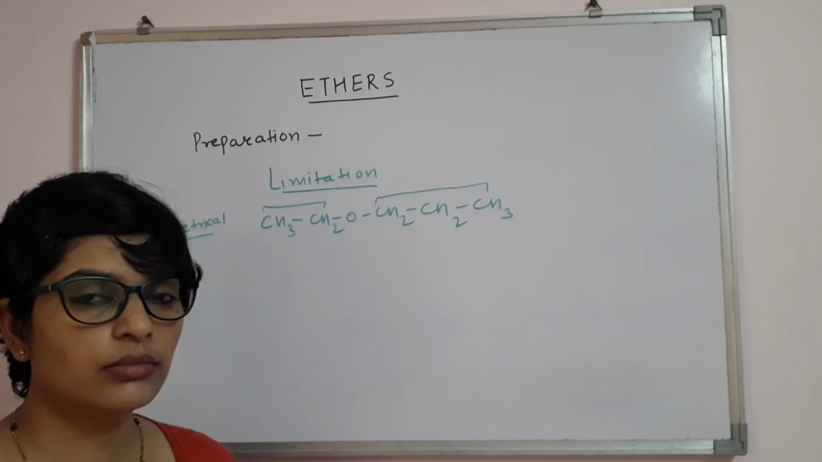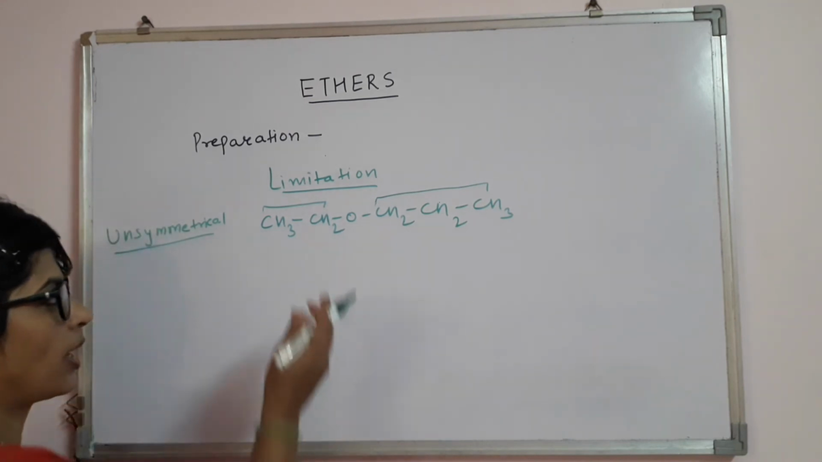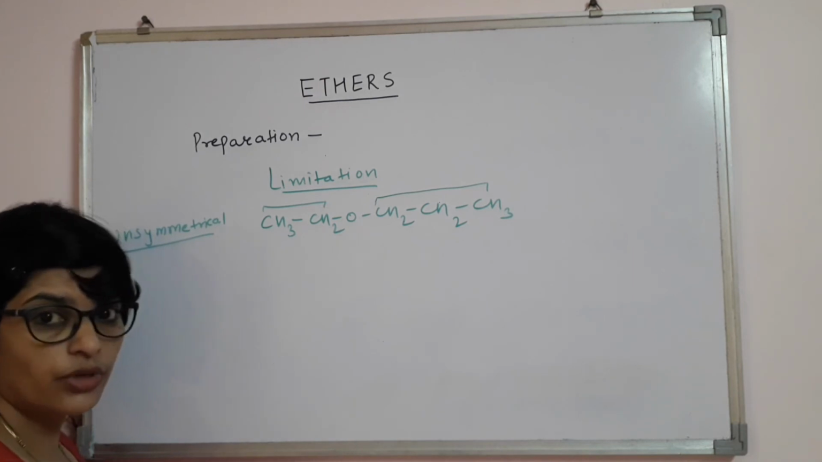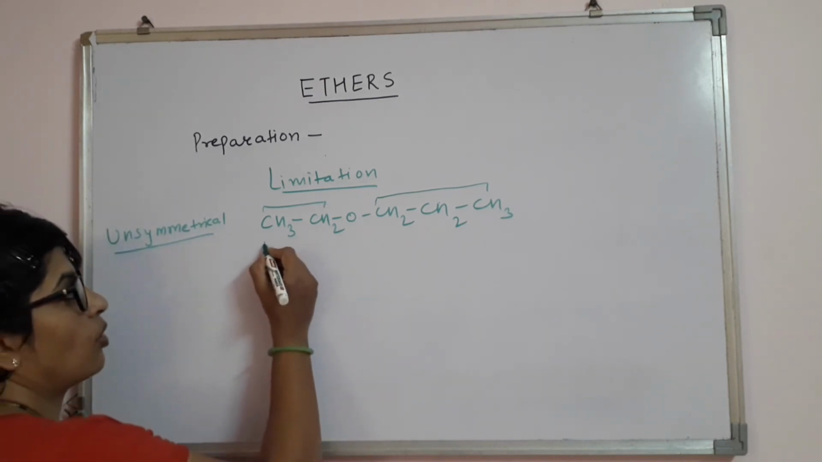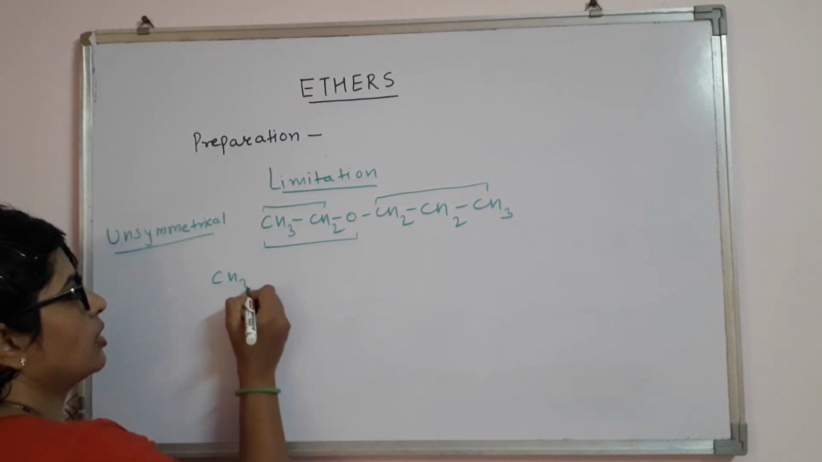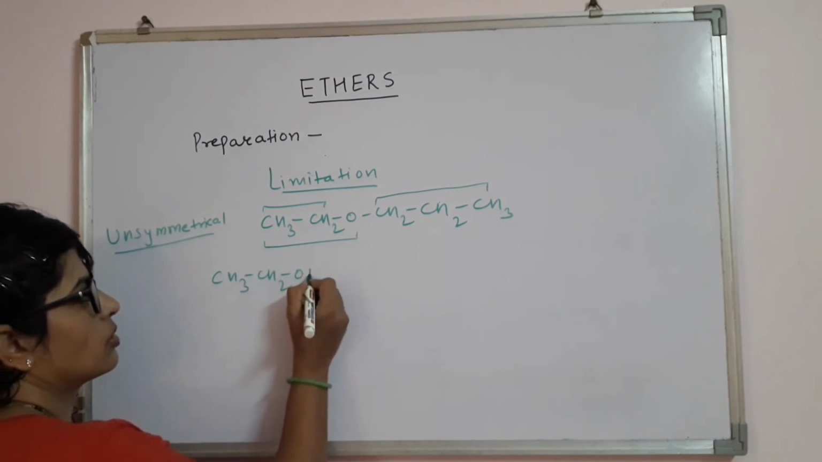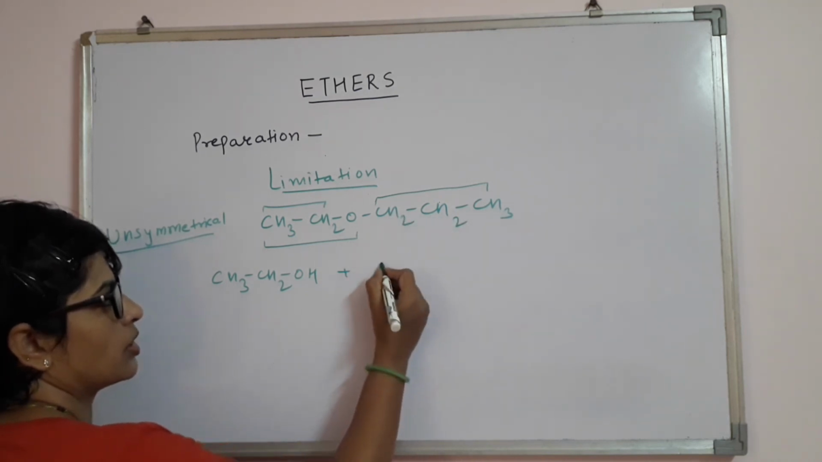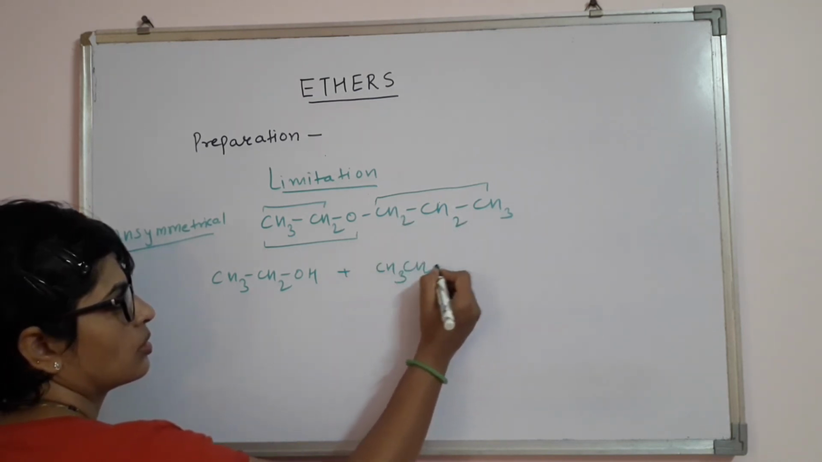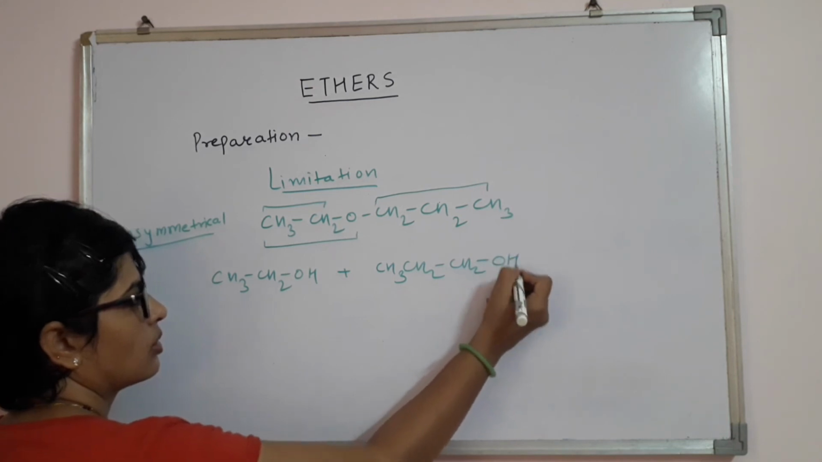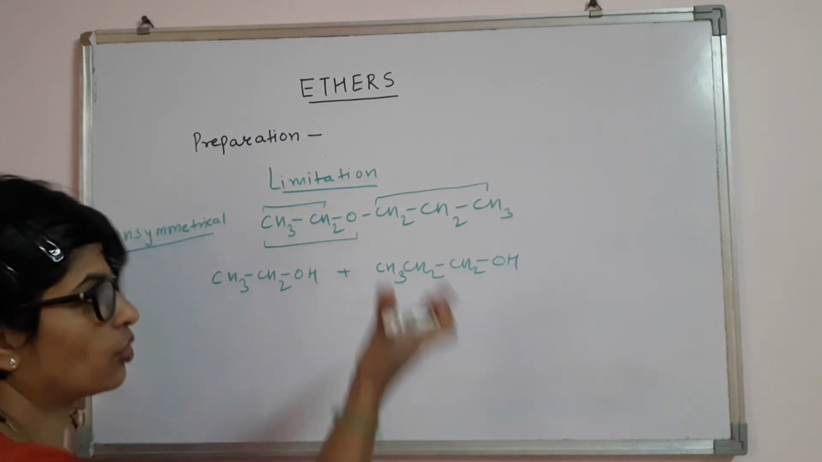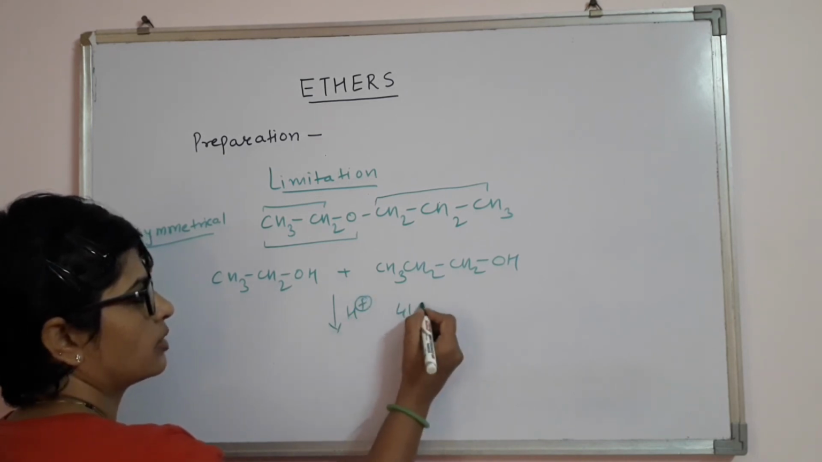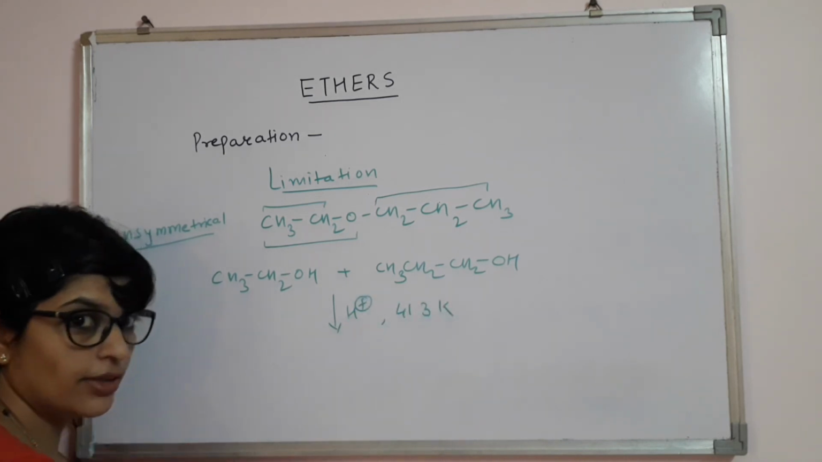Why can't you prepare them? Very simple, because if I have to have two different groups, I will have to use two different alcohols. One alcohol will be CH3CH2OH, and the second alcohol will be CH3CH2CH2OH. So I'll have to heat both of them with concentrated H2SO4 at a temperature of 413 Kelvin if I want to obtain this as the product.